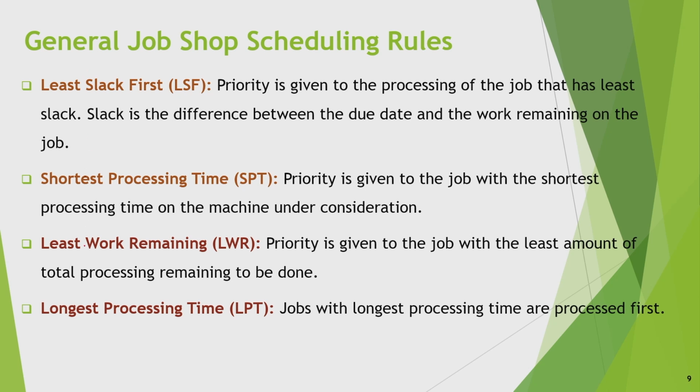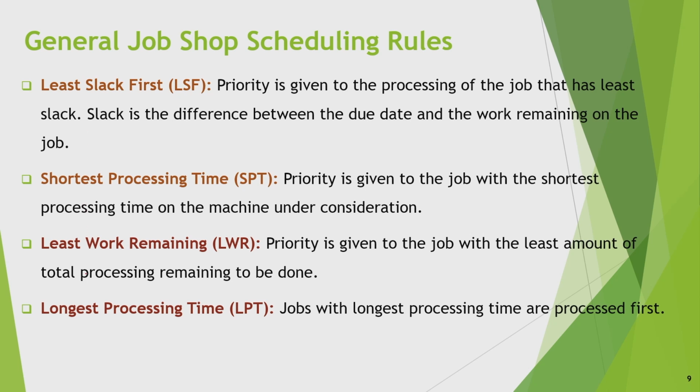Then shortest processing time is also one approach, where priority is given to the job with the shortest processing time on the machine under consideration. Then another approach is least work remaining, where priority is given to the job with the least amount of total processing remaining to be done.